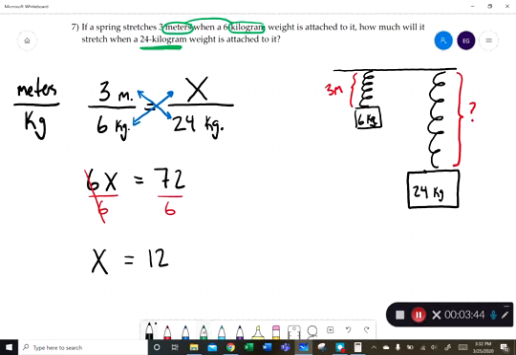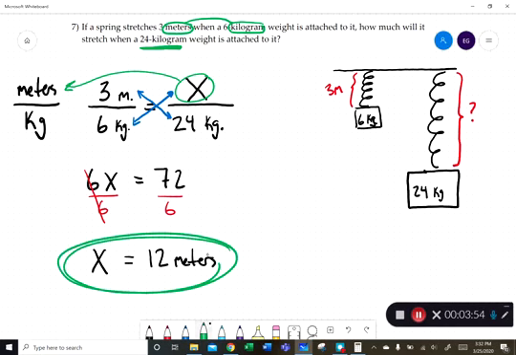And our x is meters, so our answer is 12 meters. So a 6 kilogram weight will stretch the spring 3 meters, and a 24 kilogram weight will stretch the spring 12 meters.